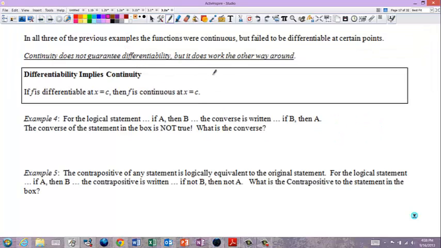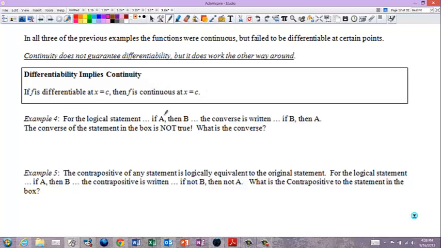In all three of the previous examples, the functions were continuous but failed to be differentiable at certain points. Please note that just because it's continuous, it does not guarantee that it's differentiable, but it does work the other way around. Differentiability does imply continuity. If I say that a graph has a derivative at a point, then that means that it has to be continuous at that point.